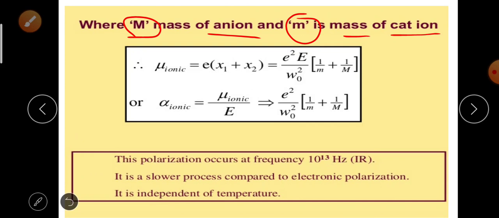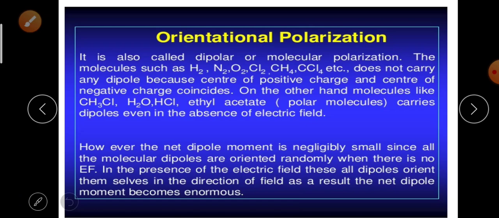Therefore, μ ionic is equal to e(x1 plus x2) is equal to e²E/ω₀² into (1/m plus 1/M), or α ionic is equal to μ ionic by E is equal to e²/ω₀² into (1/m plus 1/M). This polarization occurs at frequency 10¹³ Hz. It is a slower process compared to electronic polarization. It is independent of temperature.